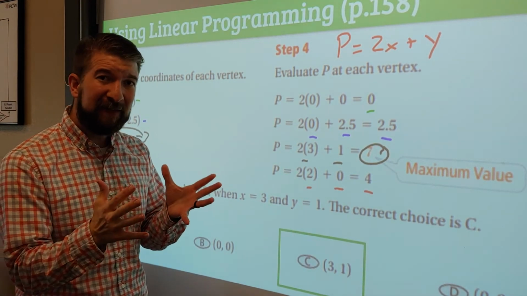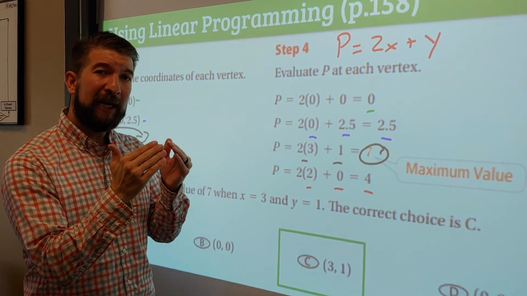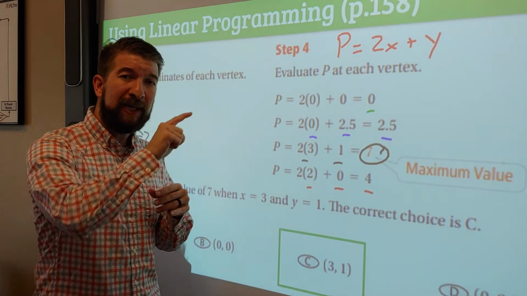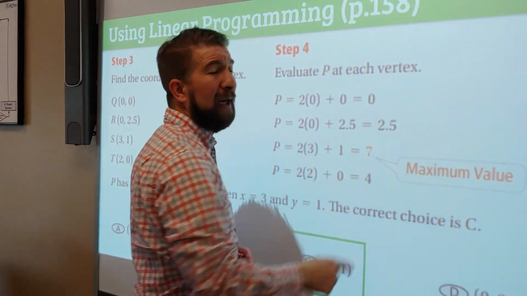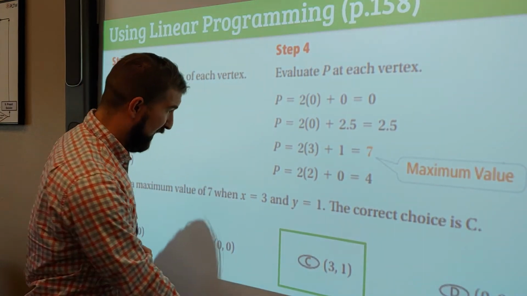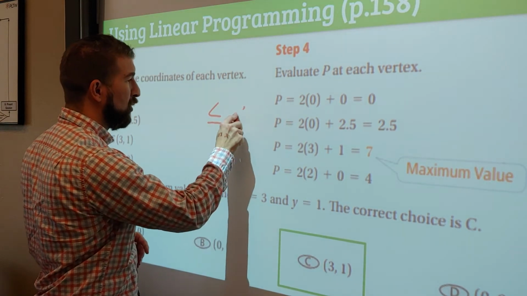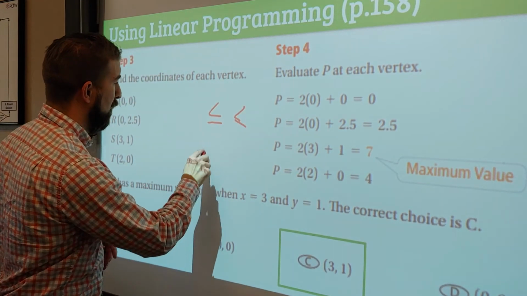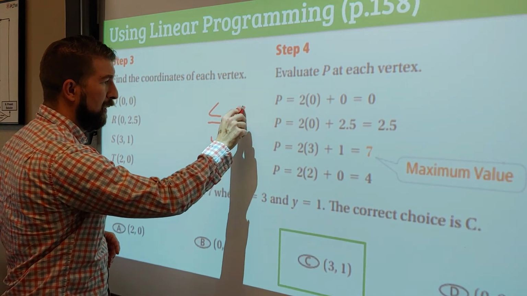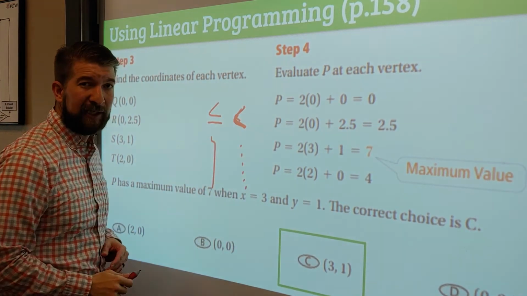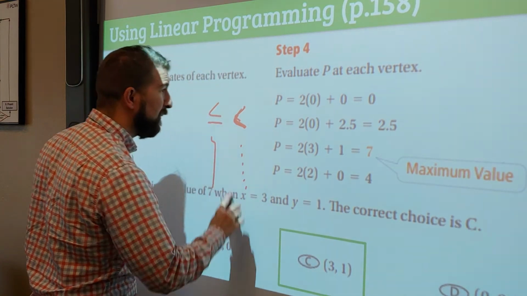The biggest thing from this lesson is understanding the inequalities, making sure you do a dashed line if it's less than or just greater than, and doing a solid line if it is less than or equal to, right? So that's a solid line, and if it's just less than, it's a dotted line. Keep those things in mind.